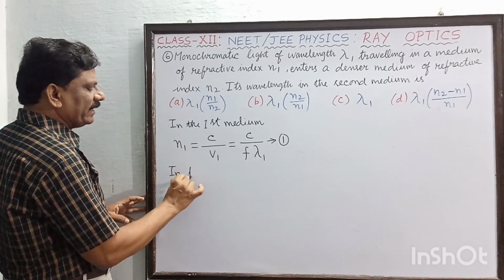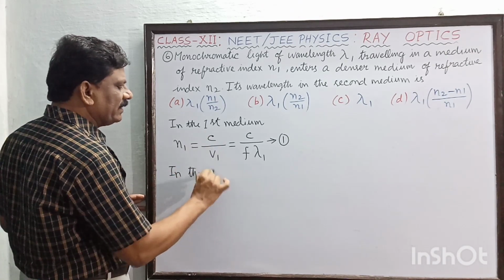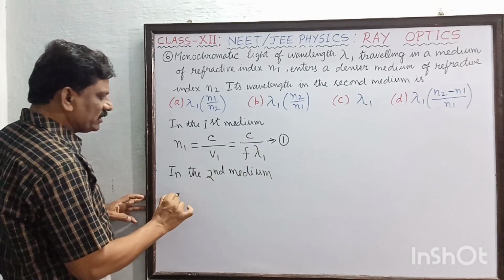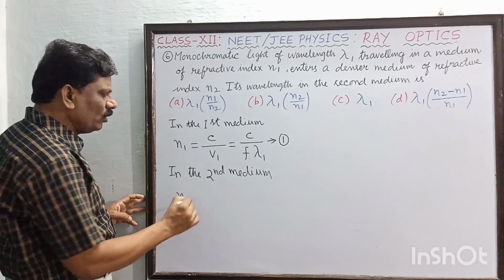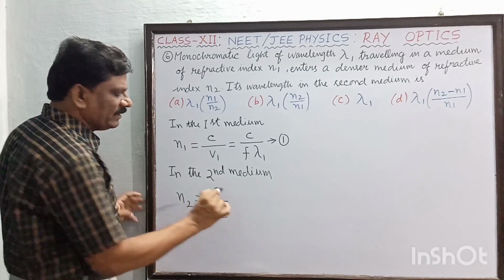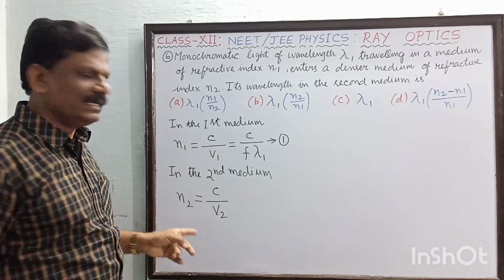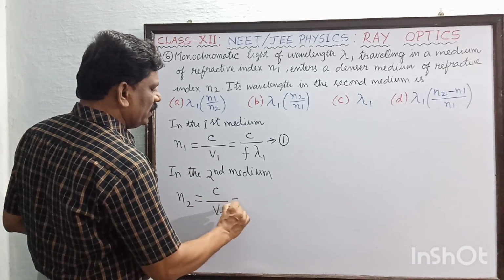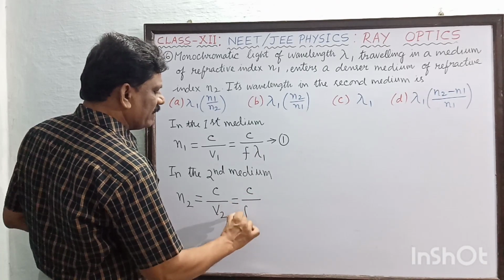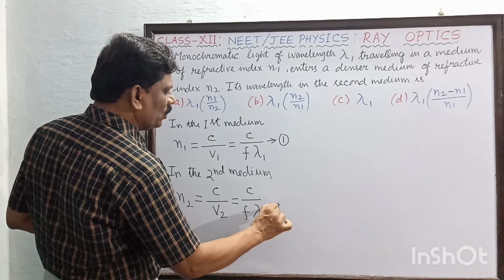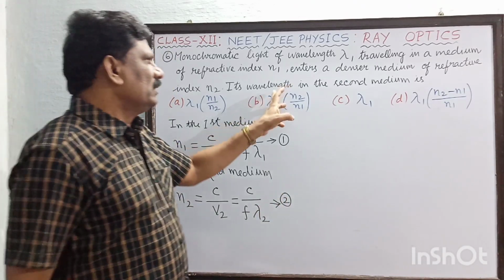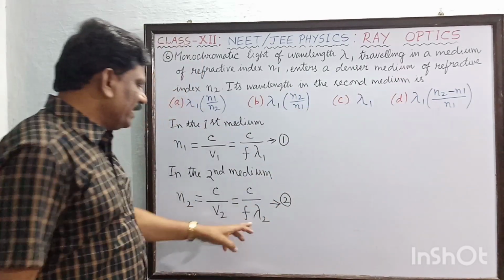Similarly, when the light enters the second medium, a similar equation can be written. The refractive index n2 is equal to the velocity of light in vacuum divided by the velocity of light in the second medium. This is now equal to c divided by frequency f into wavelength lambda 2. This is equation 2. Now its wavelength in the second medium, that is lambda 2, has to be found.